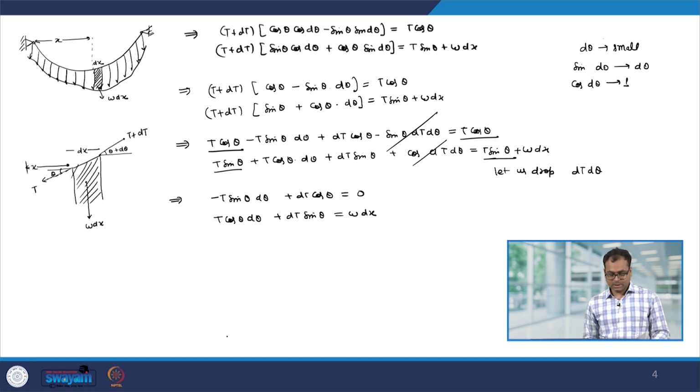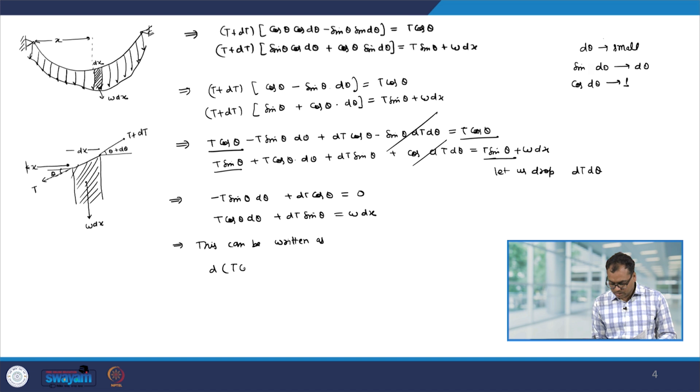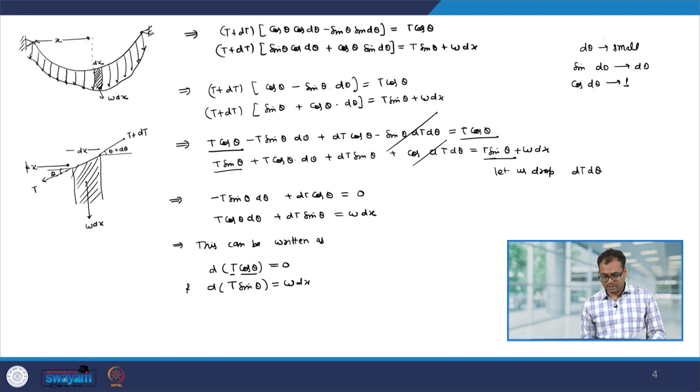Now, these two equations can be written in the following manner. So, this can be written as d(t cos theta) equal to 0 and d(t sin theta) equal to w dx. Here you can use t as the first function and cos theta as the second function, and you can differentiate, you will get the above equation.